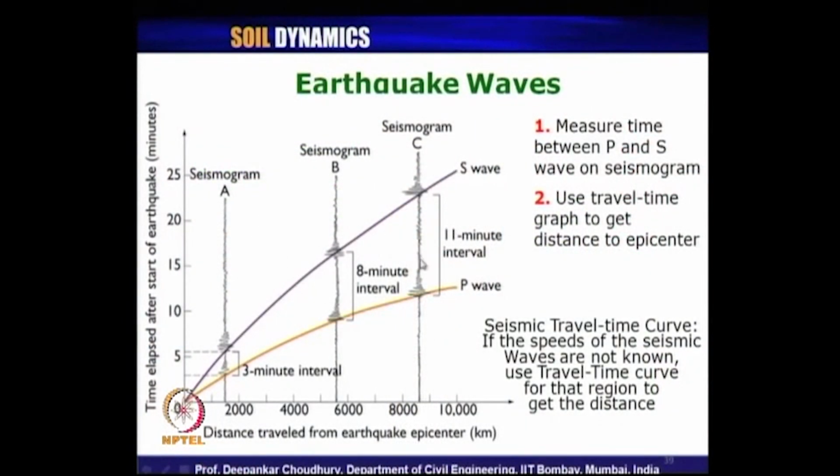Now, coming to another method, this is the seismic travel time curve. This method is called seismic travel time curve. The concept is almost similar. It measures the time between the P wave and S wave reaching on the seismogram, what we have done just now, and uses the travel time graph to obtain the epicenter in this manner. So, if the speeds of the seismic waves are not known, then this travel time curve for that region to get the distance is very useful.